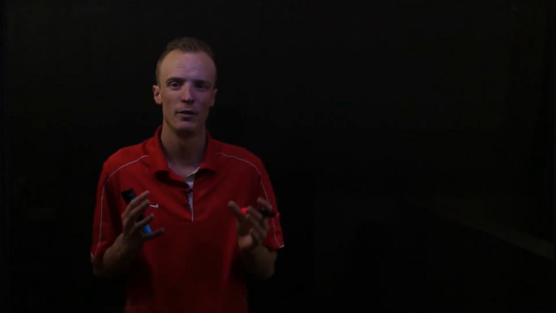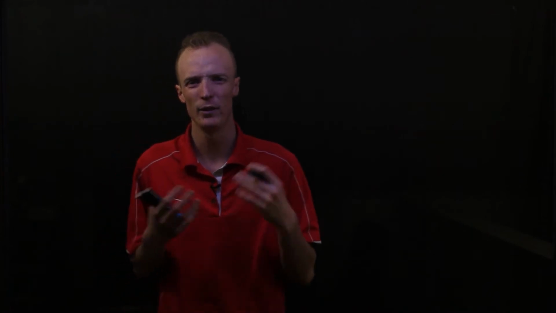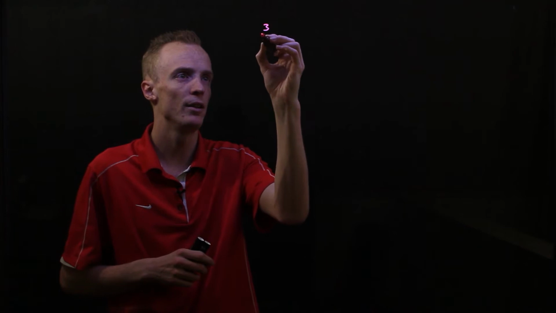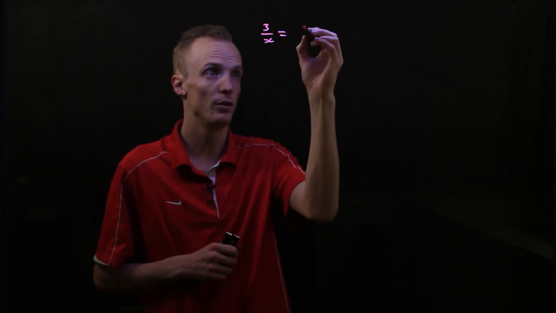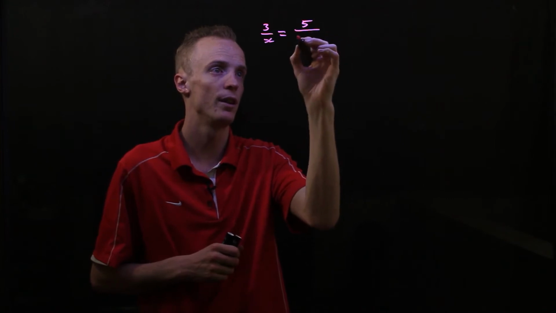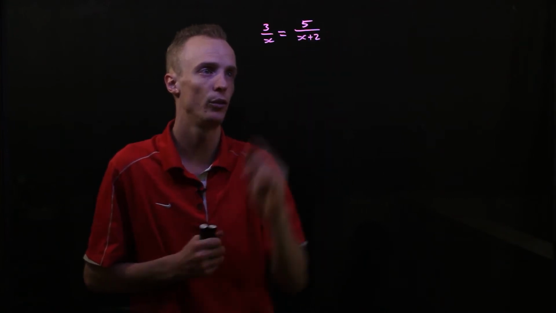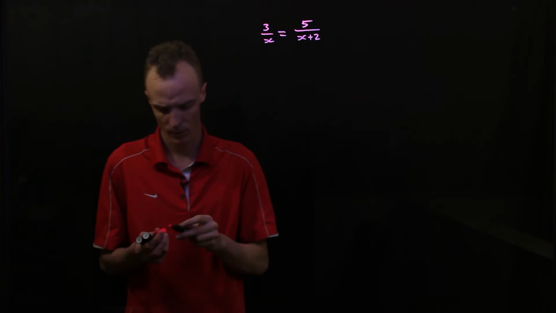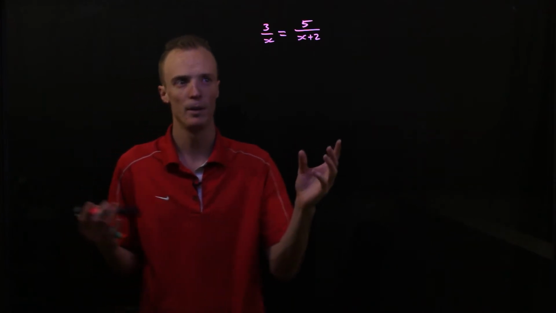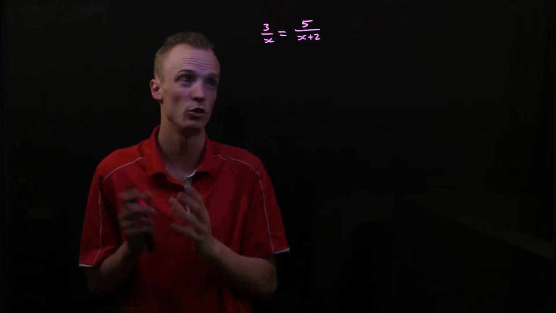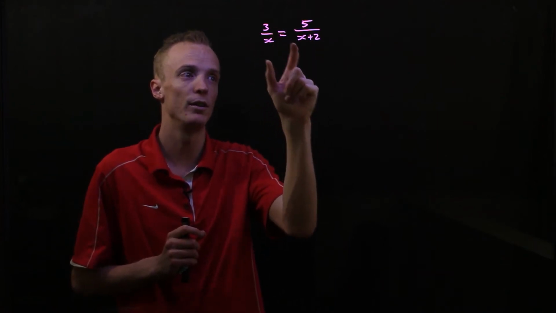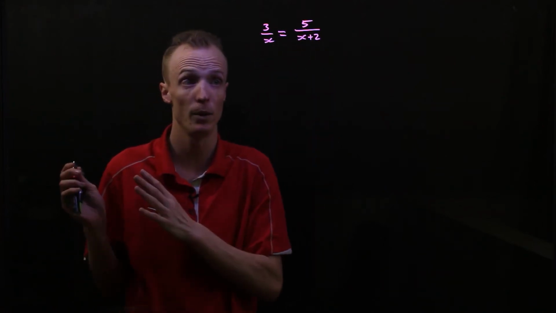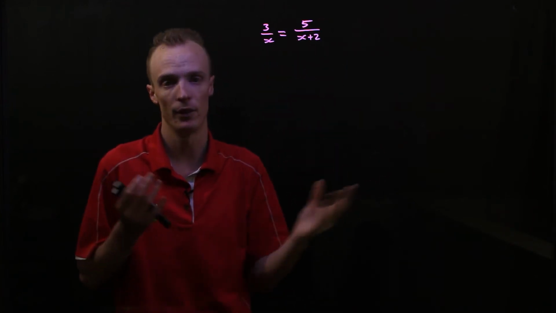Now let's consider solving a rational equation where the x is on the bottom of our fraction. So let's say we had 3 over x, and that was equal to 5 over x plus 2. Now, you could just cross multiply here because once again we've got that special situation where a fraction is equal to a fraction, so we could go 3 times x plus 2 on one side of the equation and 5 times x on the other side.